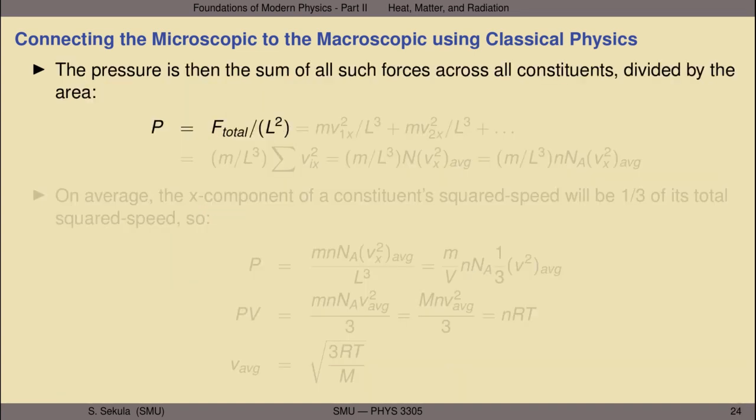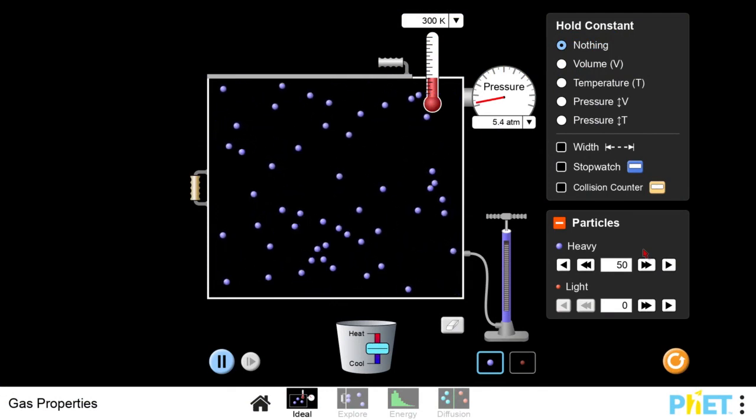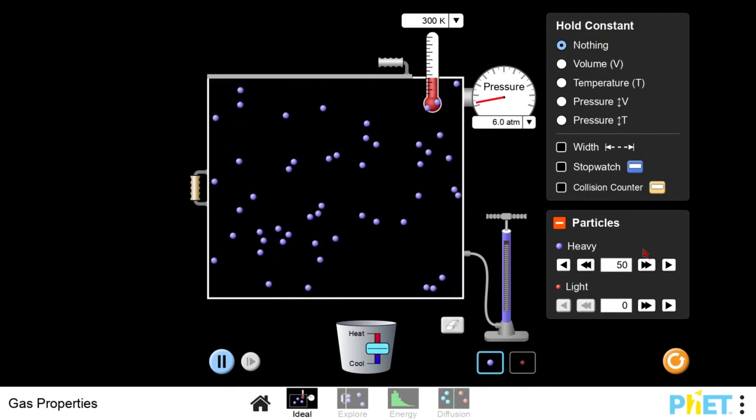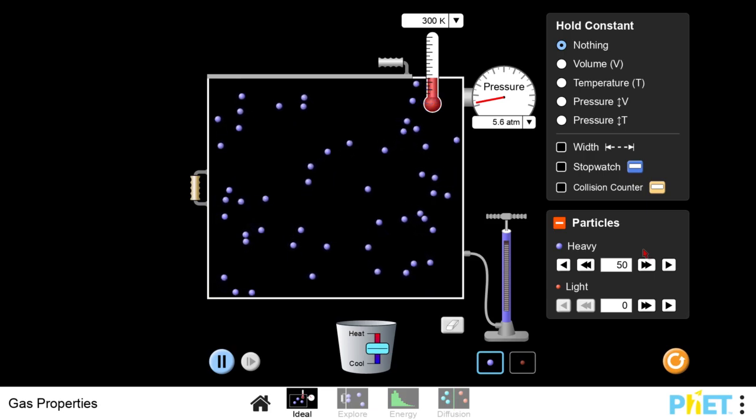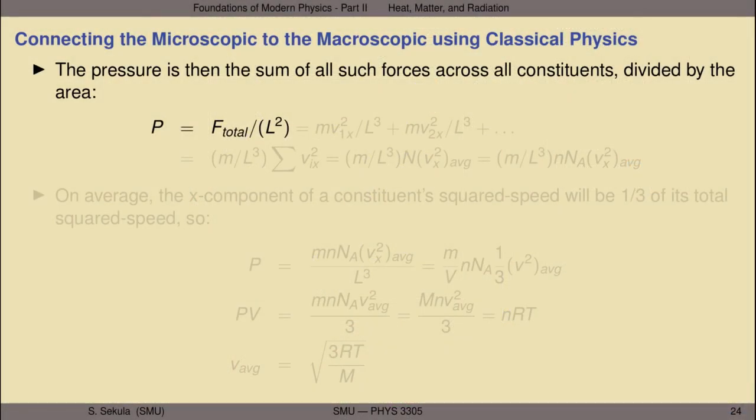But that's just one gas molecule. Pressure is the sum of all such forces added up across all constituents in the ideal gas, and then dividing by the area of the wall in question. So what we really want is the total force exerted by all collisions by gas molecules on the wall in a given time. And we want to divide that by the area of the wall, which is just L squared.